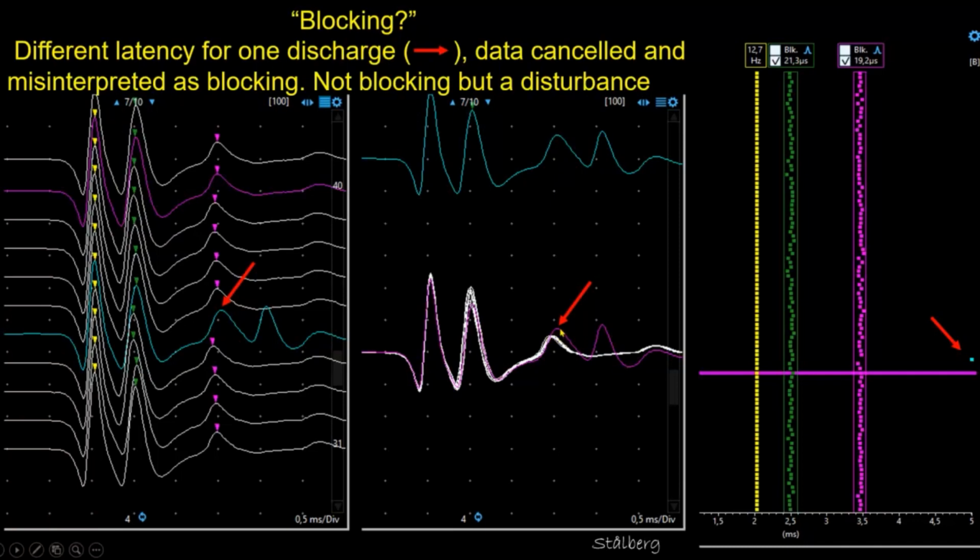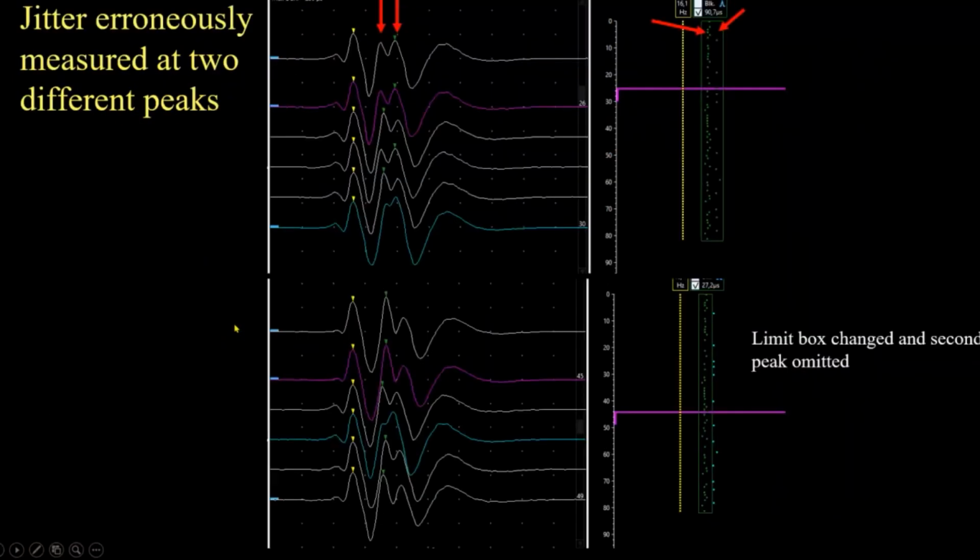But if there is a definite deviation from the statistical most common latency, then the computer says that this must be some missing of that signal if it is not within this limit. In this case, it was not the blocking, it was simply that this signal was superimposed by also another signal, so it is a summation here, and it fell outside the limits for recording. Here, this is seen the same thing.